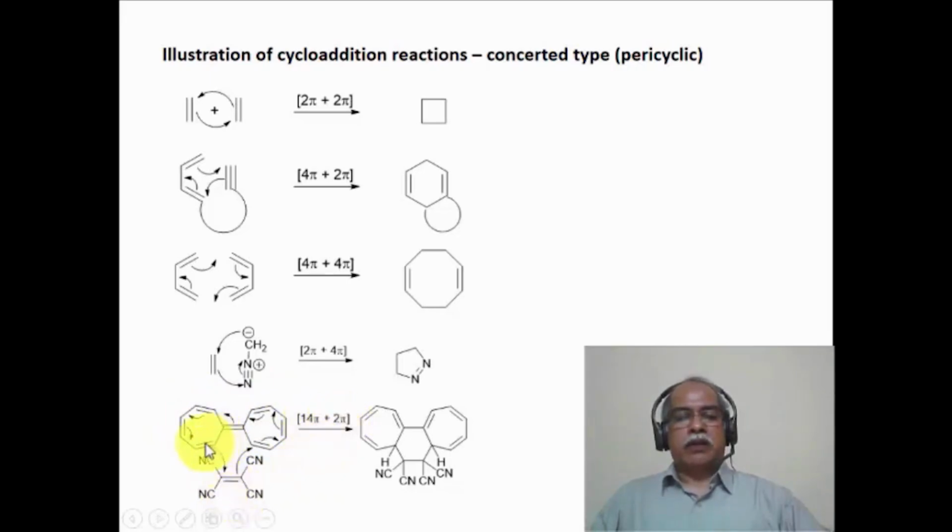You can see here all the 14 electrons are involved in the cycloaddition reaction by the product structure that is given here. And for the time being, let us not worry about the stereochemistry of the 2 hydrogens in this particular system. This is a 14 pi plus 2 pi cycloaddition reaction. 14 electrons of the heptafulvalene as well as 2 electrons of the tetracyanoethylene react together to form this particular cycloadduct. So these are some generic examples or illustrations of cycloaddition reactions of various kinds that we will encounter in this course.